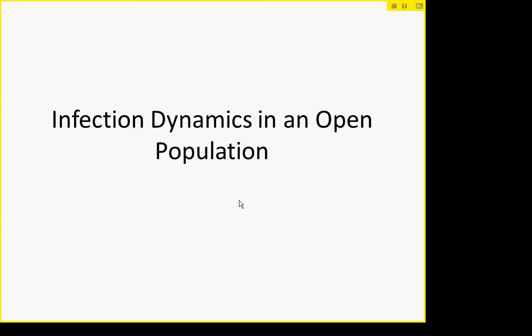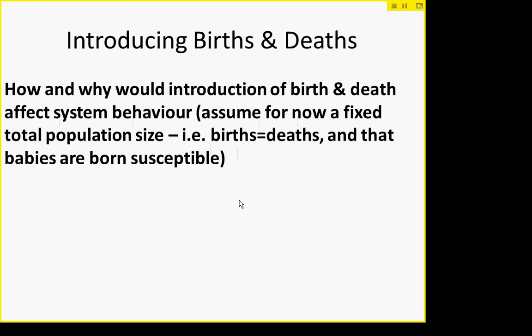Okay, so we've been talking here, folks, about a closed population, a population where the epidemic occurs at such a quick time scale, we don't have to worry that people are coming in or leaving, that those changes to population are very small compared to the scale at which people are getting infected. Now, we're going to talk about infection dynamics in an open population. So what I'd like to ask you here is, how and why would introduction of birth and death, or immigration, say, affect system behavior?